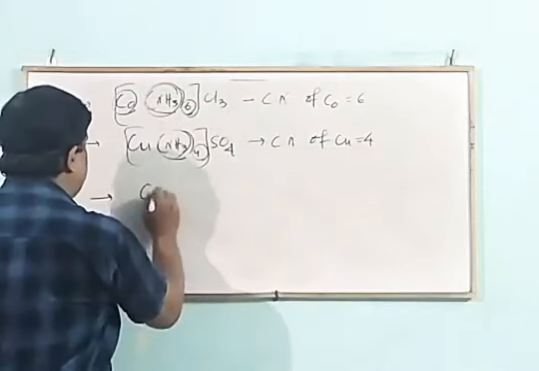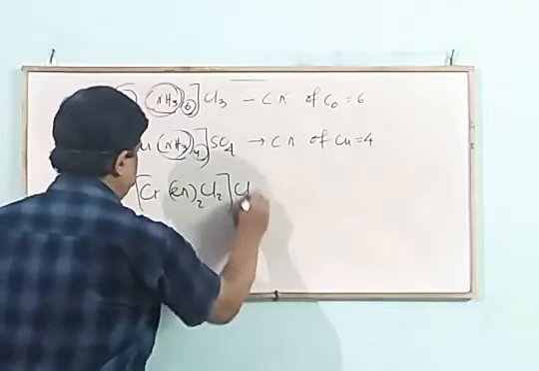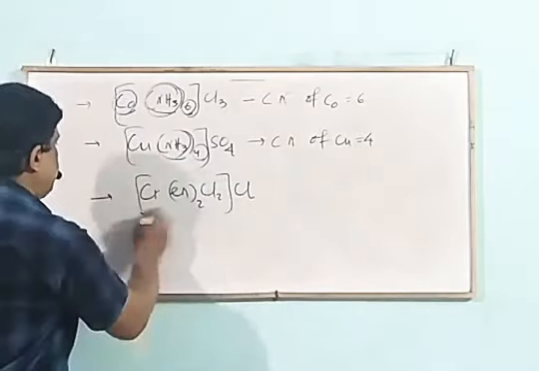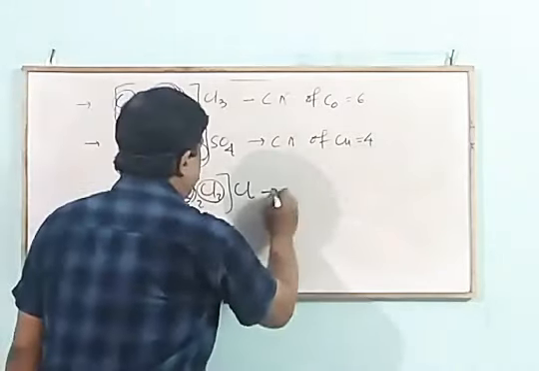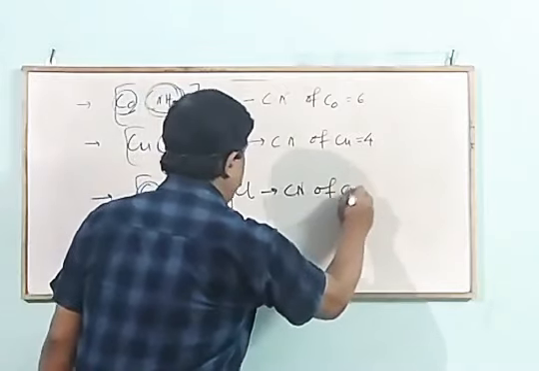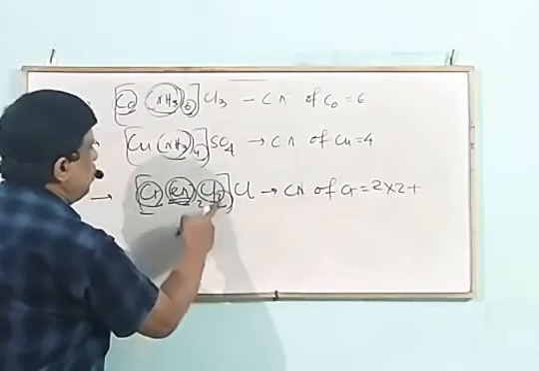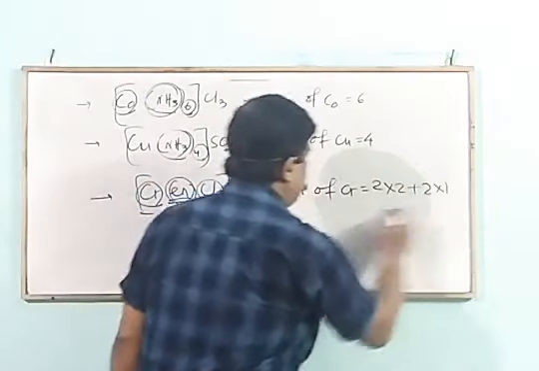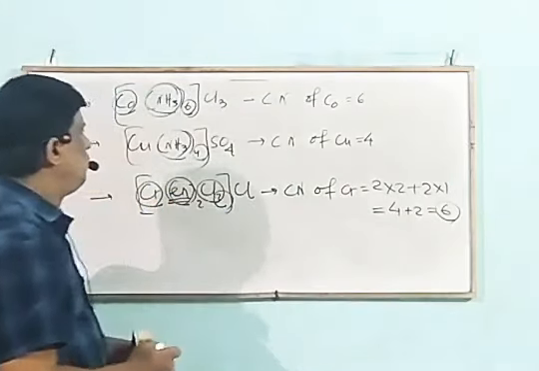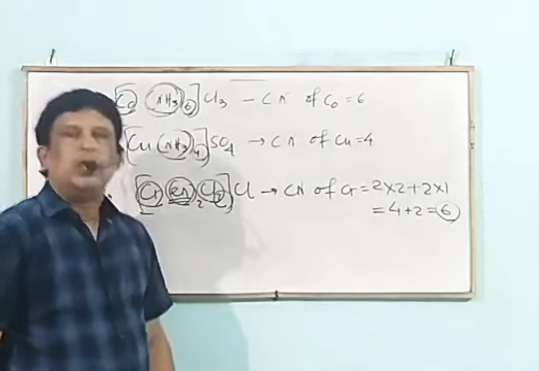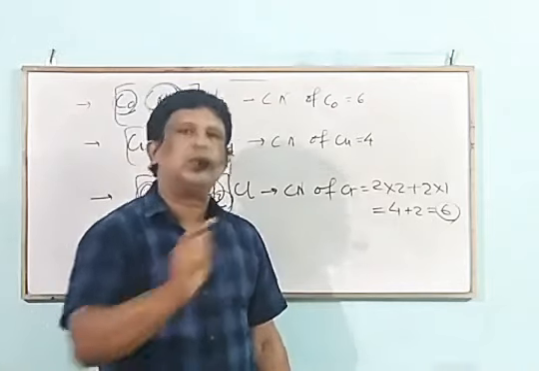Another example. Mark that. Here it is the central metal atom, it is a ligand, it is a bidentate ligand. So C.N. of chromium is equal to 2 into the number of bidentate ligands. It is a monodentate ligand, 2 are there. So 2 into 1, that means 4 plus 2. Coordination number is 6. I repeat again. So coordination number is equal to the number of dative bonds formed by the ligands with the central metal ion.